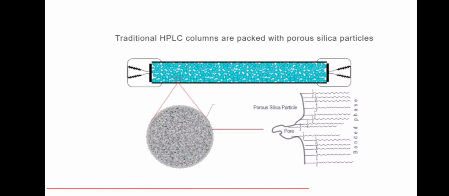The choice of the stationary phase and its particle size can greatly affect the efficiency, resolution, and speed of the separation process. Smaller particles often provide higher efficiency and better resolution, albeit at the cost of increased back pressure.